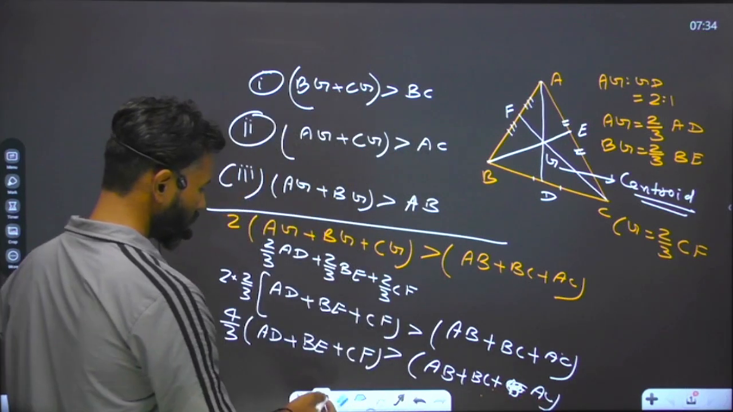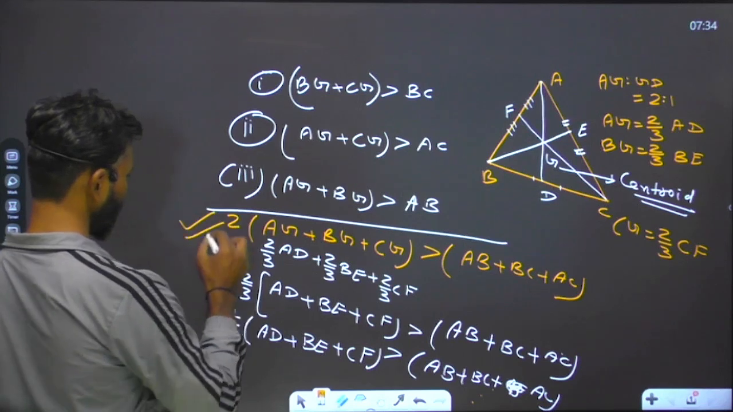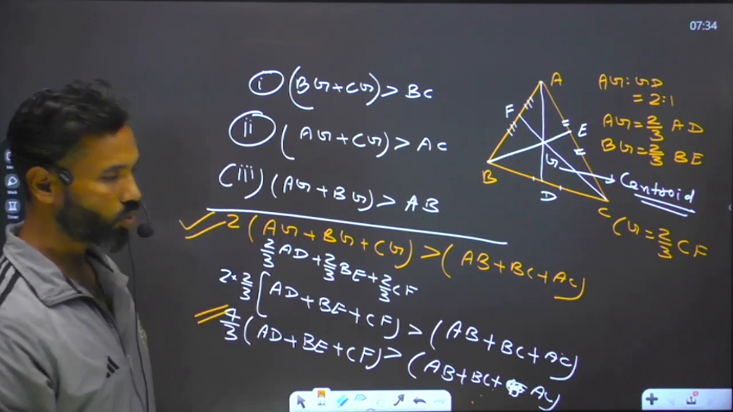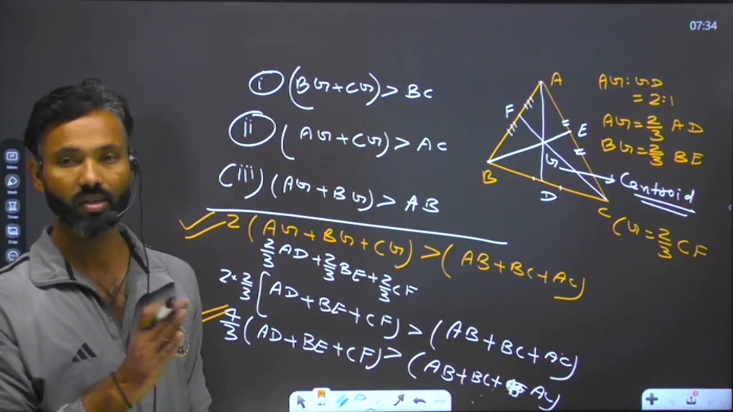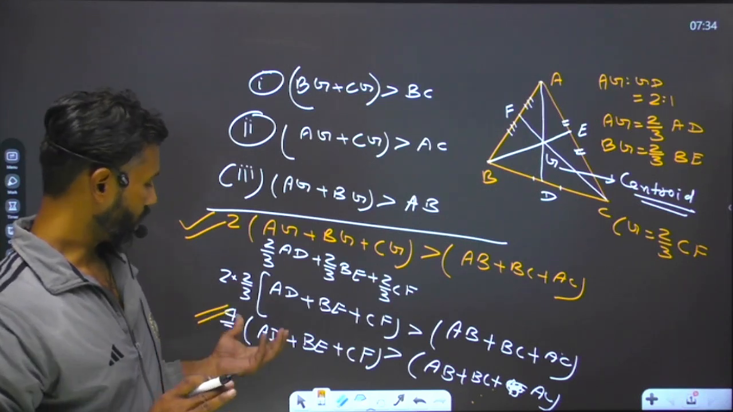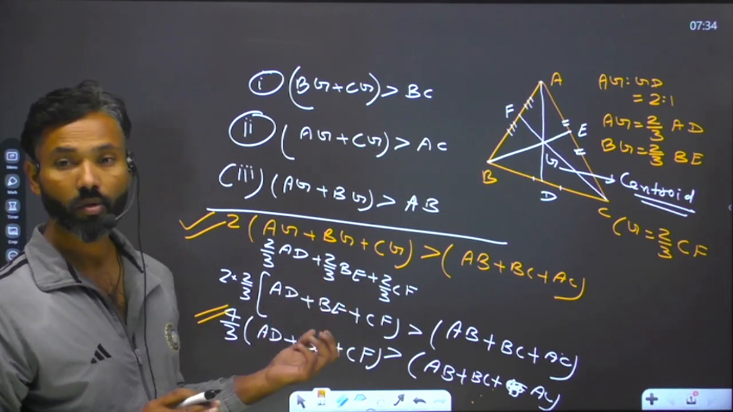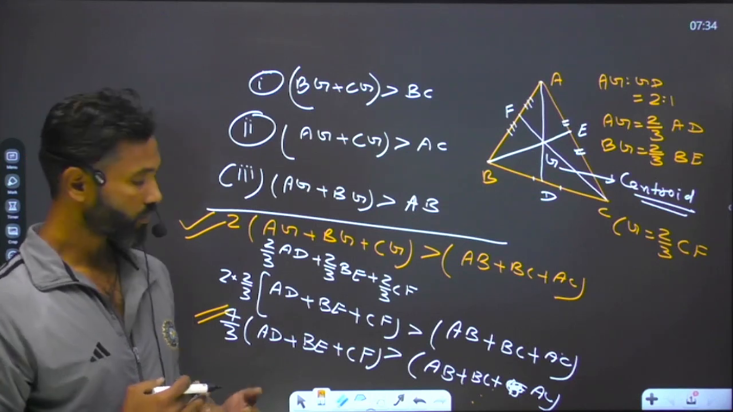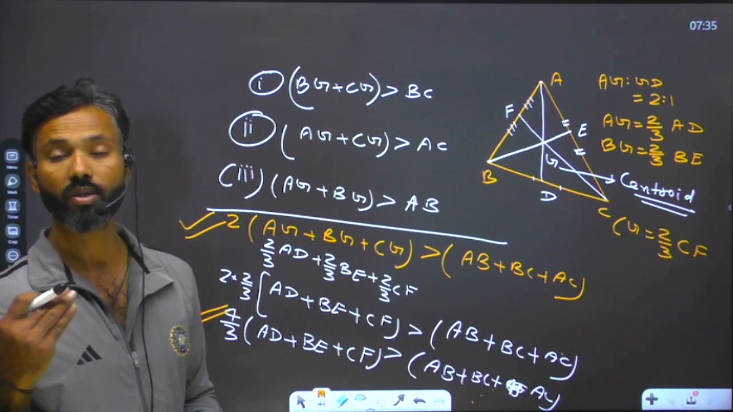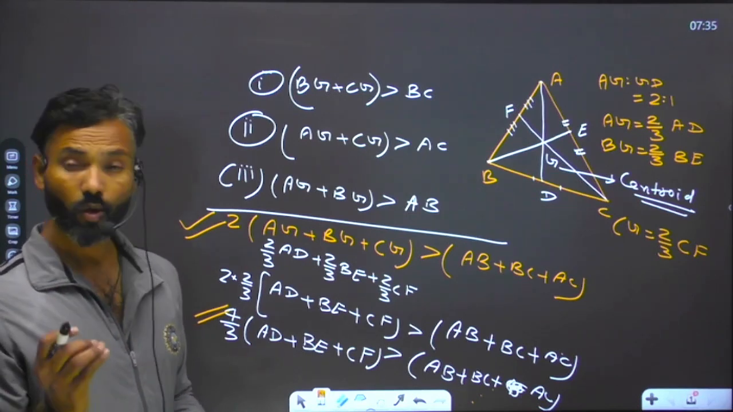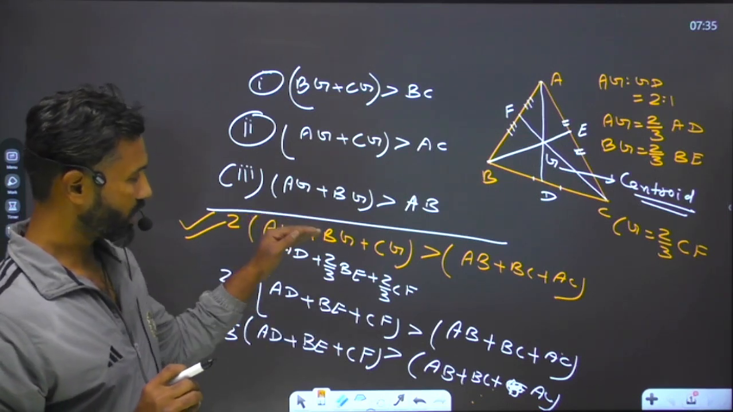These two concepts, first this and second this, have been discussed in the CDS examination and SSC CGL examination. So you can say that 4/3 times the sum of the medians will always be greater than the sum of all three sides of the triangle. Got it? It is quite simple, quite easy. These are two very basic and important concepts.